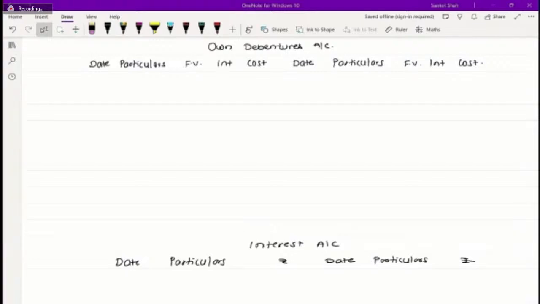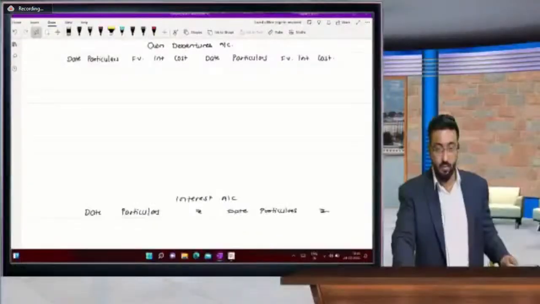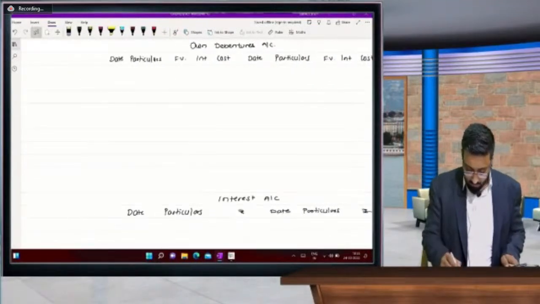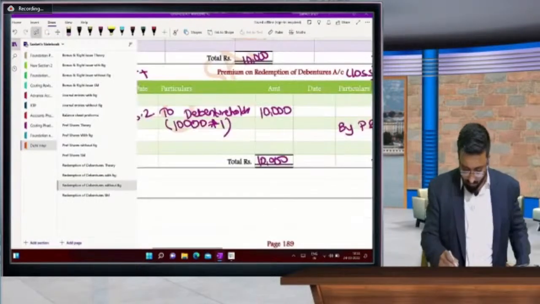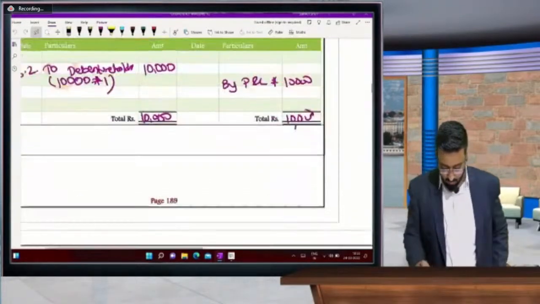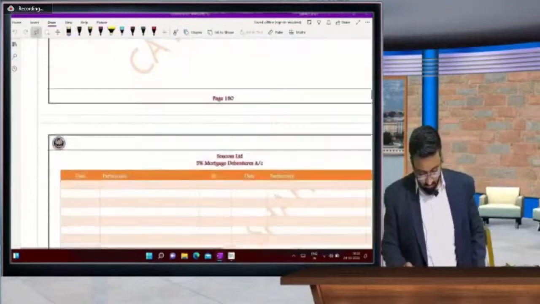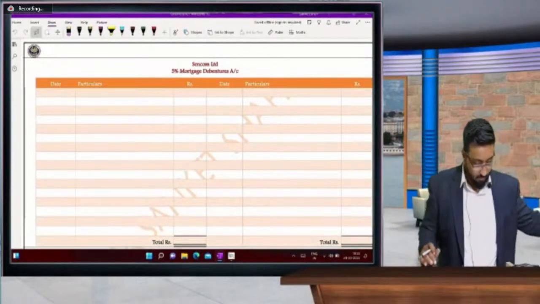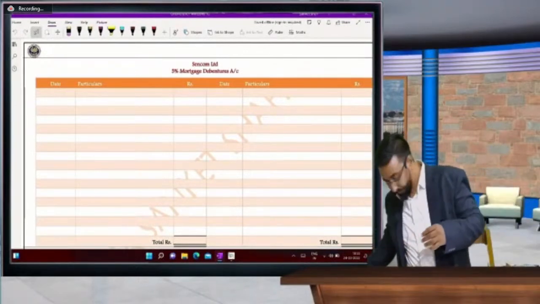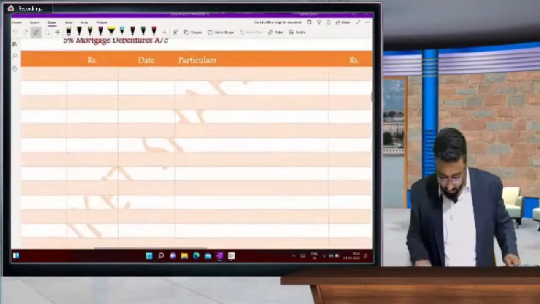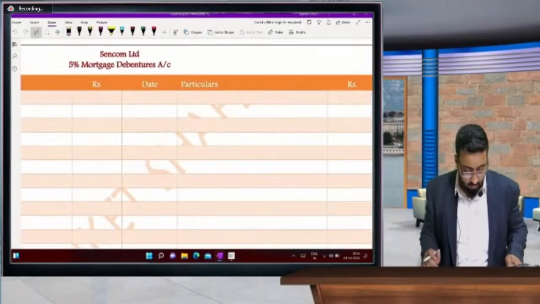Okay, start. Over. Next, chalo start. Yes, write down. First day, debentures account.